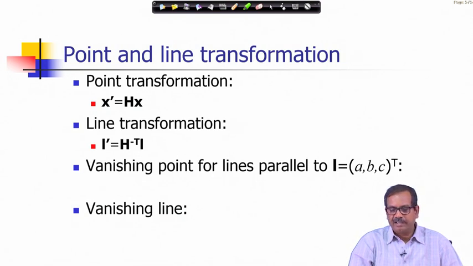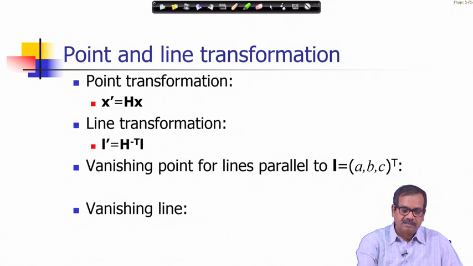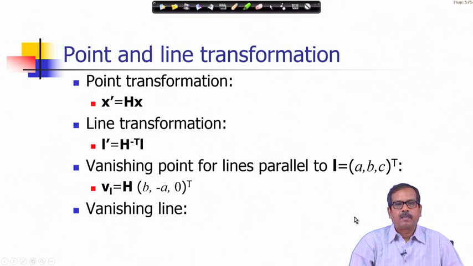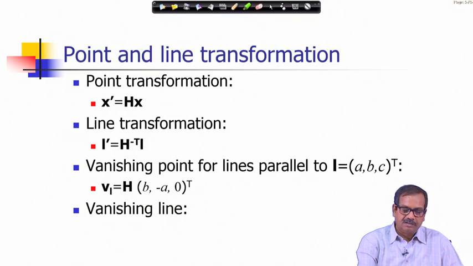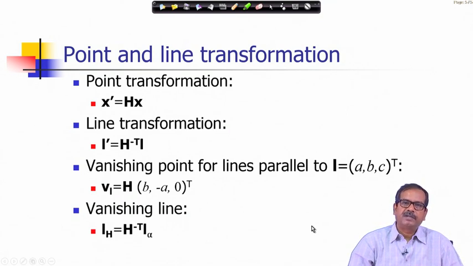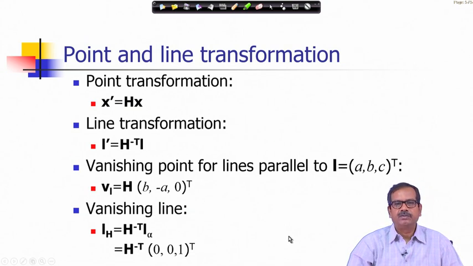Similarly, for the vanishing point, for lines parallel to a line of the form (A, B, C), the vanishing point can be derived by multiplying the transformation matrix with the intersection point of those parallel lines in the original space, which is (B, -A, 0), a typical representation of the intersection point of lines parallel to the line given by parameters A, B, C. And the vanishing line would be the transformation of the line at infinity of the original projective space, which is given by (0, 0, 1), and that has to be multiplied once again with H^-T, the transpose of the inverse of the transformation matrix, and that would give us the vanishing line.